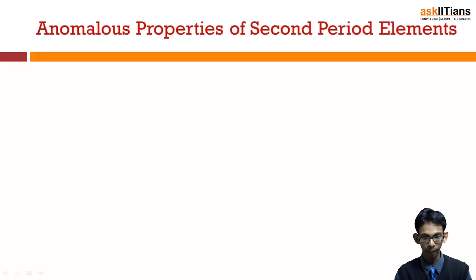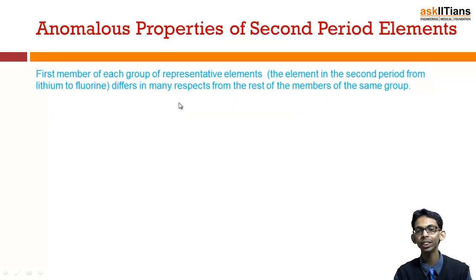Anomalous property of second period elements. It is observed that the first member of each group of representative elements, that means the first member of each group of S and P block elements, generally the elements of the second period, differ in many respects from the rest of the members of the same group. That means the first member of every group shows anomalous properties, different from the other members of the same group. Now let's see how and why.